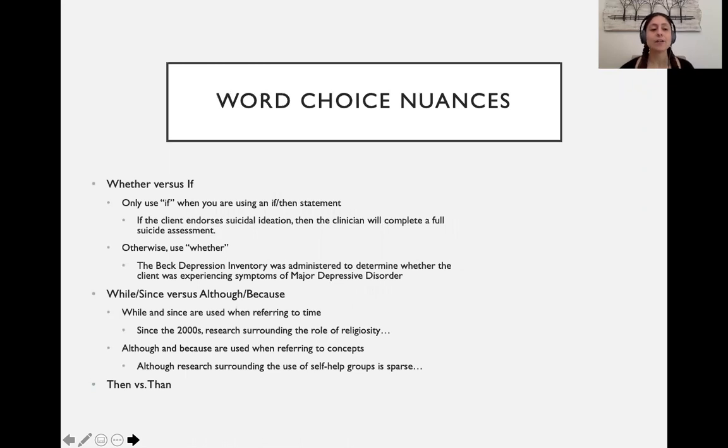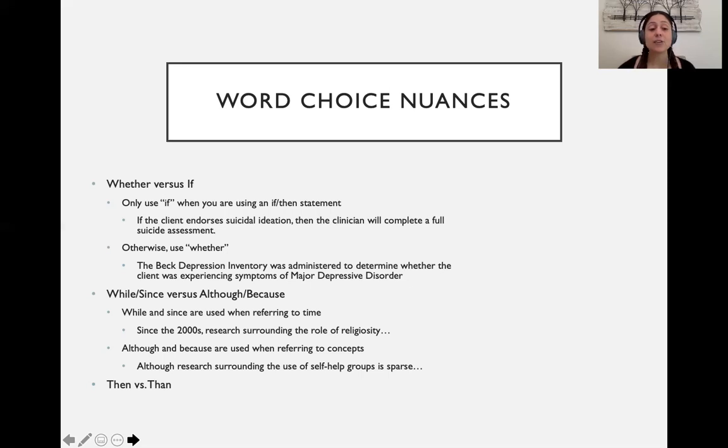Okay, another issue has to do with word choice. With word choice, some common mistakes are whether to use whether or if. So you should use if when you're using an if-then statement. For example, if the client endorses suicidal ideation, then the clinician will complete a full suicide assessment. Okay, this doesn't necessarily mean that you have to have the then in there, but the structure needs to be the same as if you were using an if-then statement.